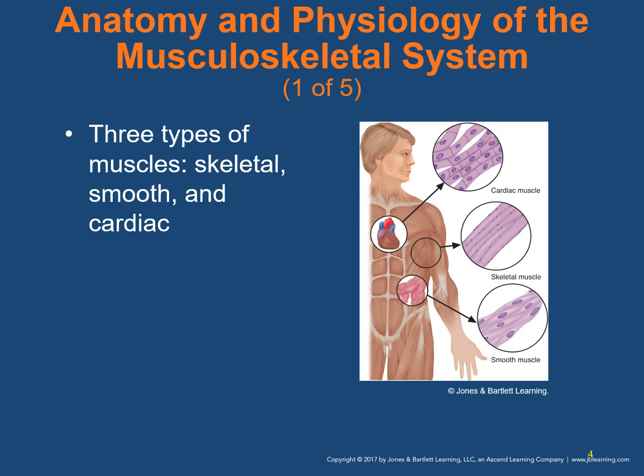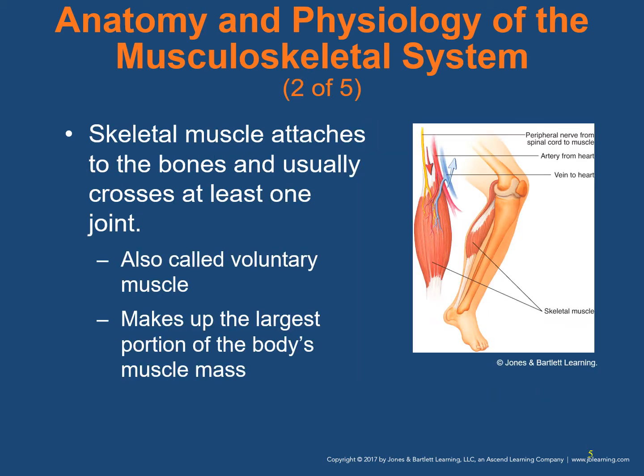Anatomy and physiology of the musculoskeletal system. The muscular system includes three types of muscles: skeletal, smooth, and cardiac. Skeletal muscles, also called striated muscles because of the characteristic stripes, attach to the bones and usually cross at least one joint. Called voluntary muscle because it is under direct voluntary control of the brain, responding to commands to move specific body parts. Skeletal muscle makes up the largest portion of the body's muscle mass.